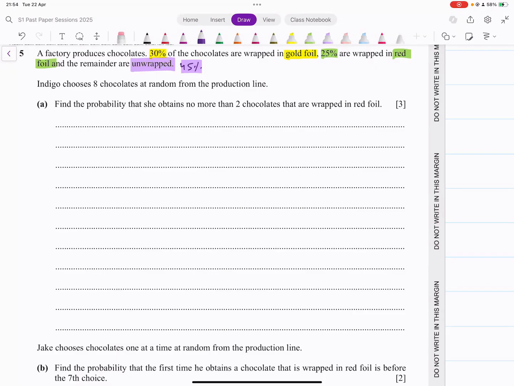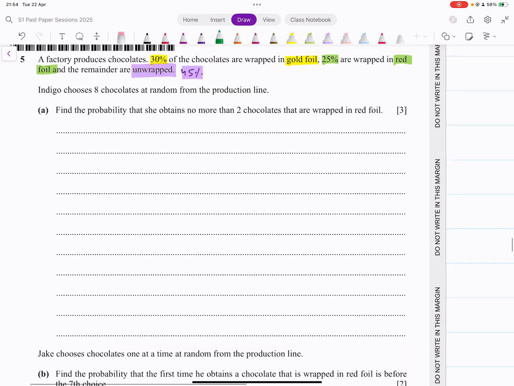Can we treat this as binomial distribution? It's a factory that's producing a large number of chocolates, right? If we take one chocolate out of it, it doesn't really affect the total number of chocolates as such. So probabilities, we can say they will remain constant, right?